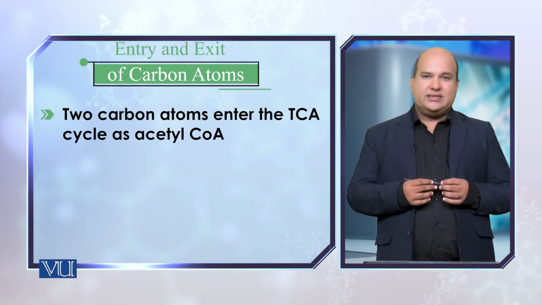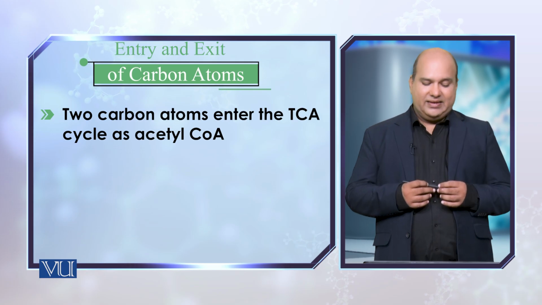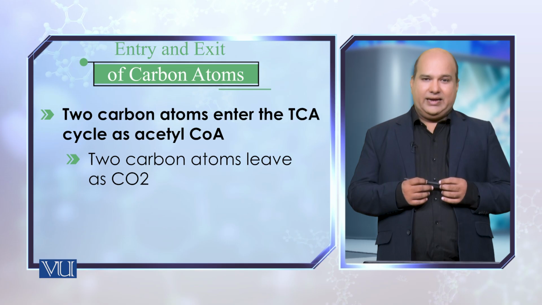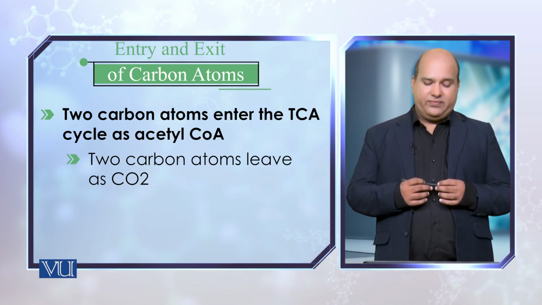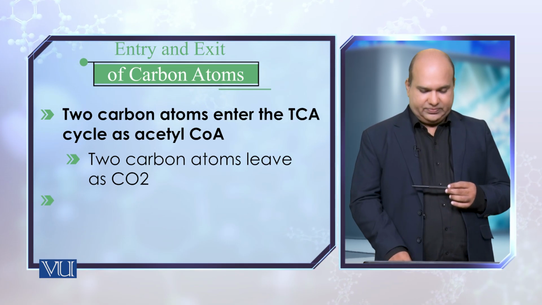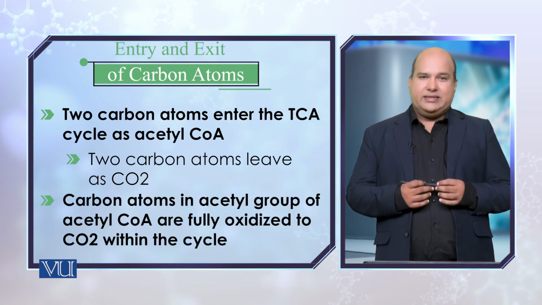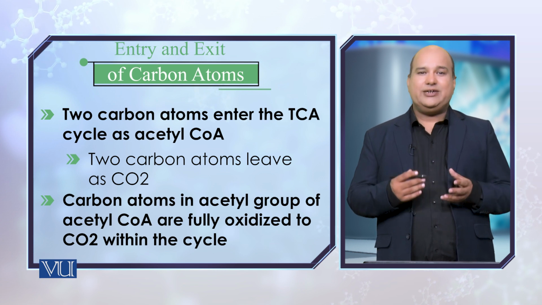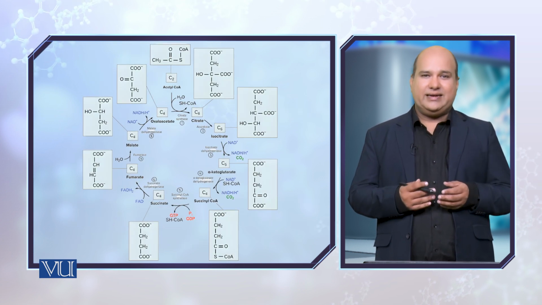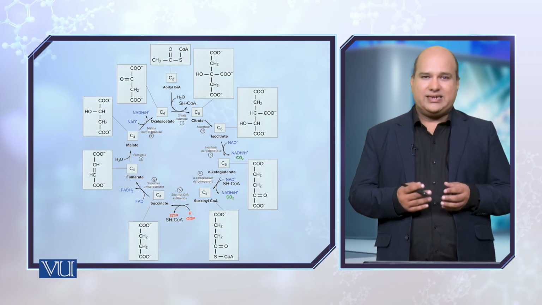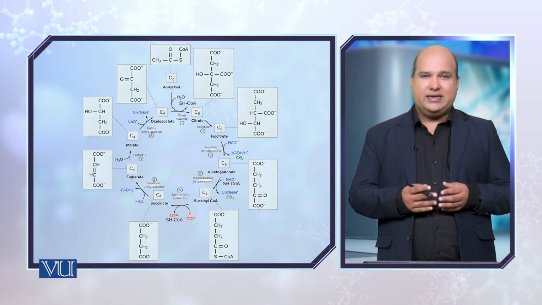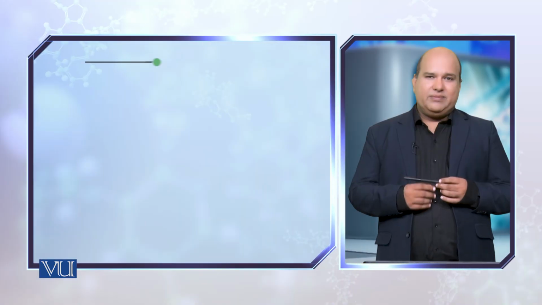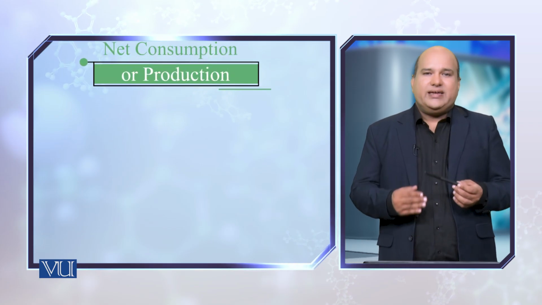Two carbon atoms enter into the TCA cycle in the form of acetyl-CoA, and these two carbon atoms leave as carbon dioxide. The carbon atoms in the acetyl group of the acetyl-CoA are then totally oxidized. So we may say that all the carbon atoms of the acetyl-CoA are fully utilized in the formation of carbon dioxide in the TCA. The net production of different compounds, there is no real net production.